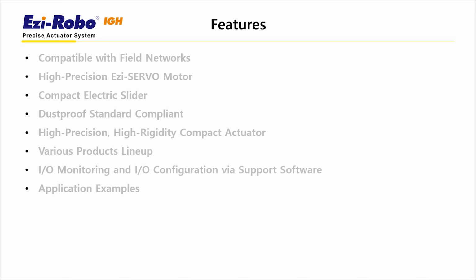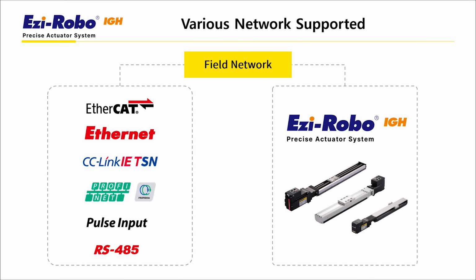Now, let me introduce some key features of the Ezi-Robo IGH series. Ezi-Robo IGH supports a wide range of field networks. Ezi-Robo IGH supports EtherCAT, Ethernet, CC-Link IE TSN, PROFInet, as well as pulse input and RS-485, allowing it to meet various customer needs.